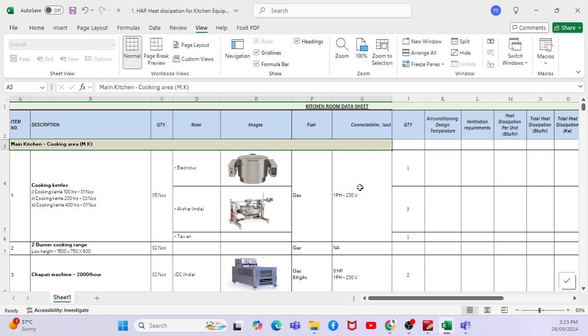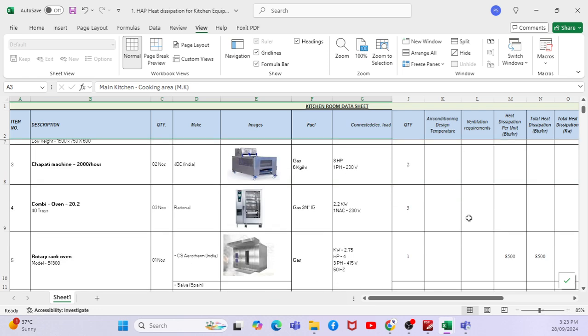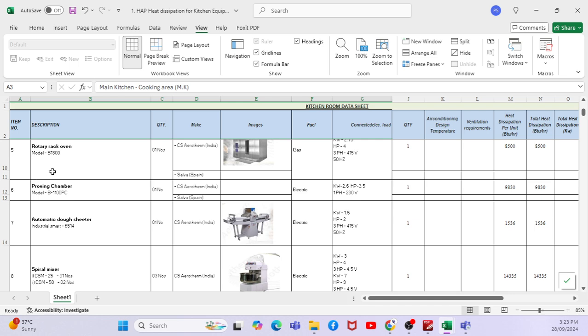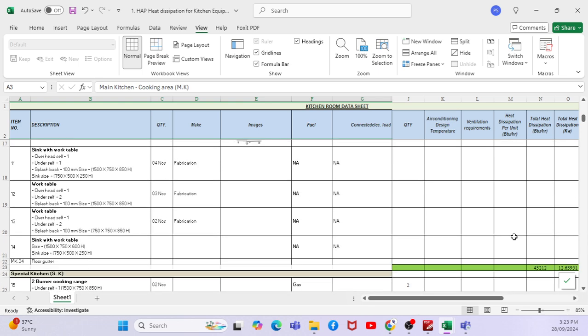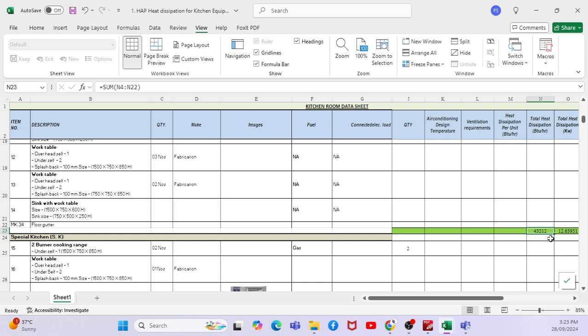So when you want to design for one room, assume that there is a main kitchen. In the main kitchen you have different appliances like rotary rack oven, proving chamber, automatic dough sheeter. So you have different equipment which consist of total heat dissipation inside that particular room. When you multiply by equipment quantity, you will have a total heat dissipation. This heat dissipation will be used in the air conditioning calculation when you do the thermal load calculation in the HAP software. But this is basically for the main kitchen.